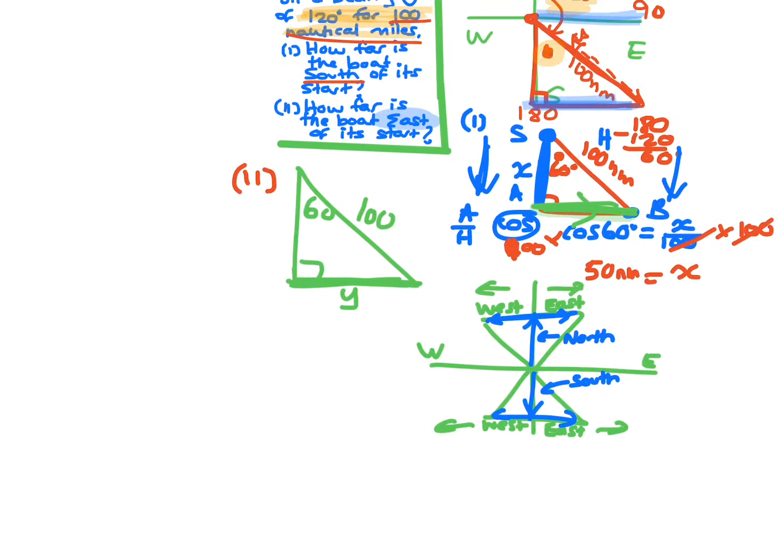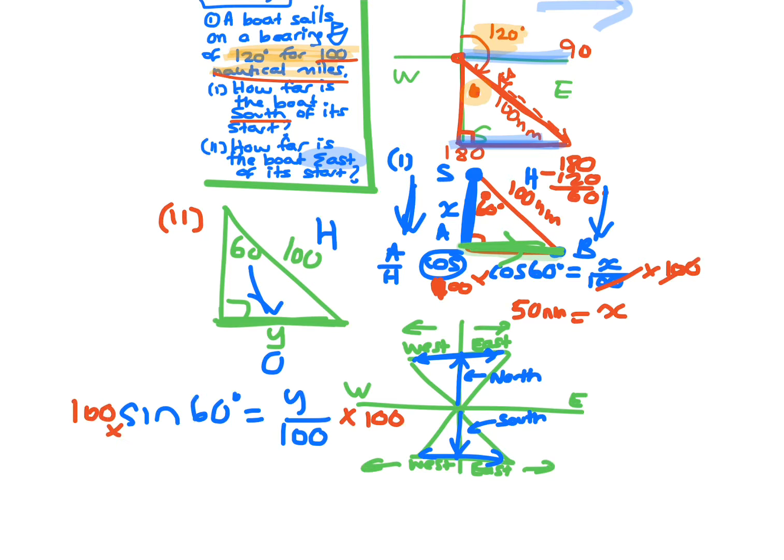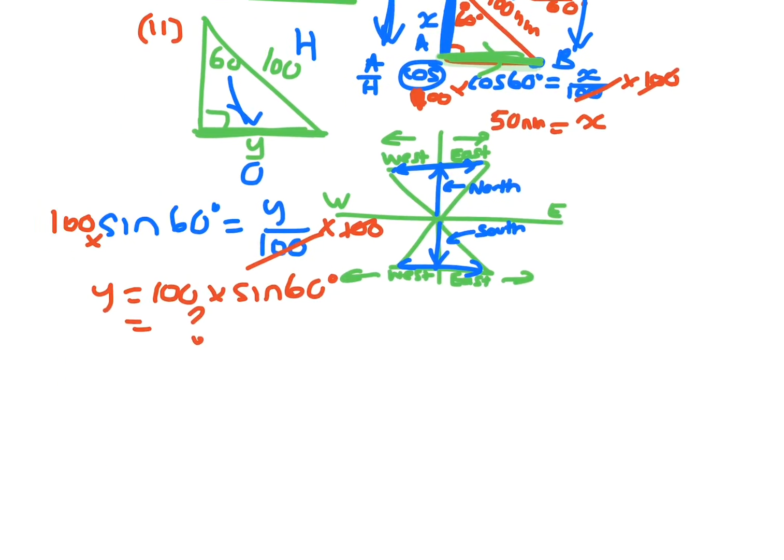Okay, so now looking at this question, we want to get this. This is opposite, this is hypotenuse, so it's sine. So sine 60 equals y on 100. And you want to get y, so you times 100, because y is on top. So y would be 100 times sine 60, and then you just put that in your calculator and you figure it out.